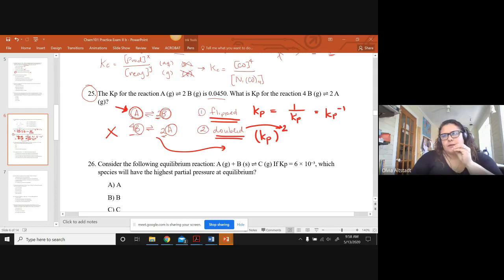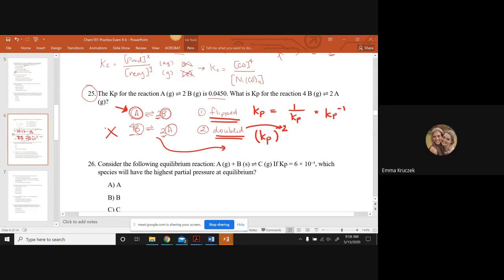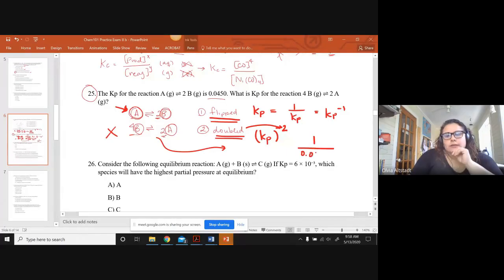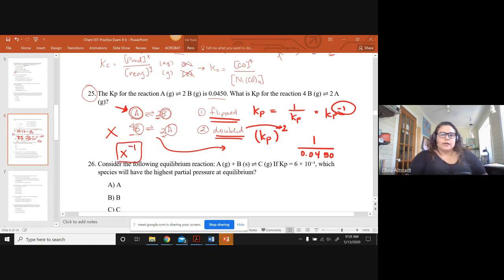Okay. Does that make sense, Emma? Yeah. Okay. So you just put the 0.0450 to the negative one, and that would just be the answer? Correct. You could do it like this, or you can just use this on your calculator. Yeah, there's a button on your calculator, at least on mine, that looks like this. You can use that one too. It'll do the same thing. All right. Thank you.